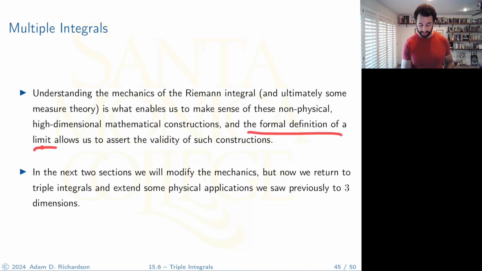And the formal definition of a limit is what allows us to assert the validity of such constructions. So even though we may not be able to visualize or make intuitive sense of very high dimensional objects, we don't need to because we have the mathematics, and the mathematics will guide us when our intuition fails. That's another reason I like it so much.